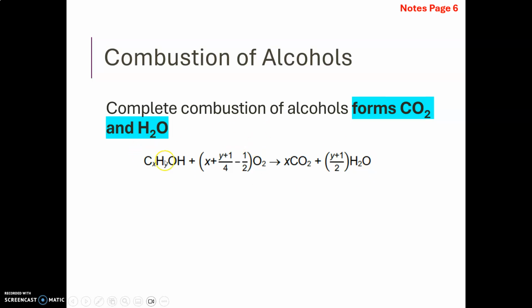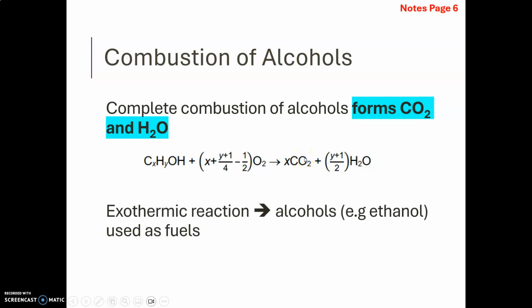So this is a general equation for complete combustion of alcohols, and it can be found on page 6 of the notes. And as you might recall, combustion is actually a very exothermic process, which means that alcohols, such as ethanol, may be used as fuels.